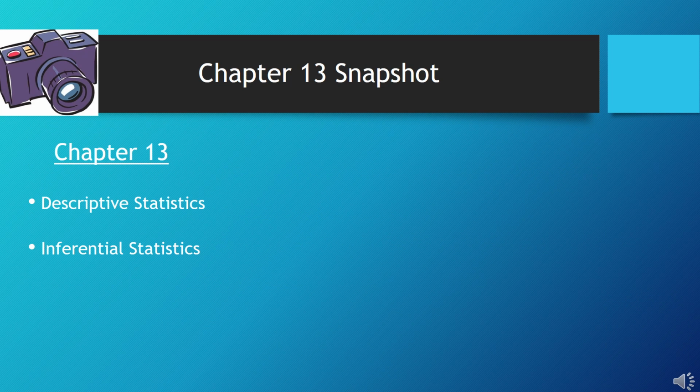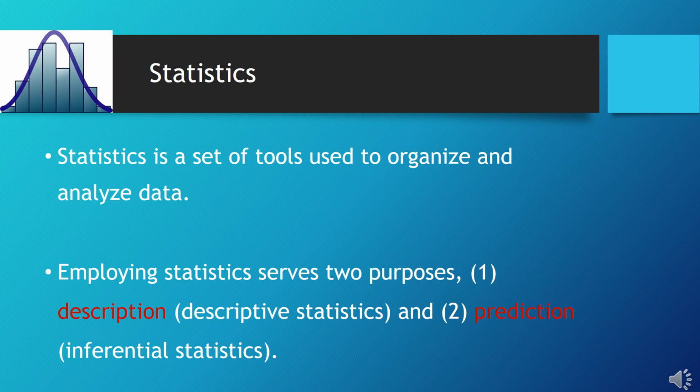In chapter 13, we will discuss descriptive and inferential statistics. Statistics is a set of tools used to organize and analyze data. Employing statistics serves two purposes: description, descriptive statistics, and prediction, inferential statistics.